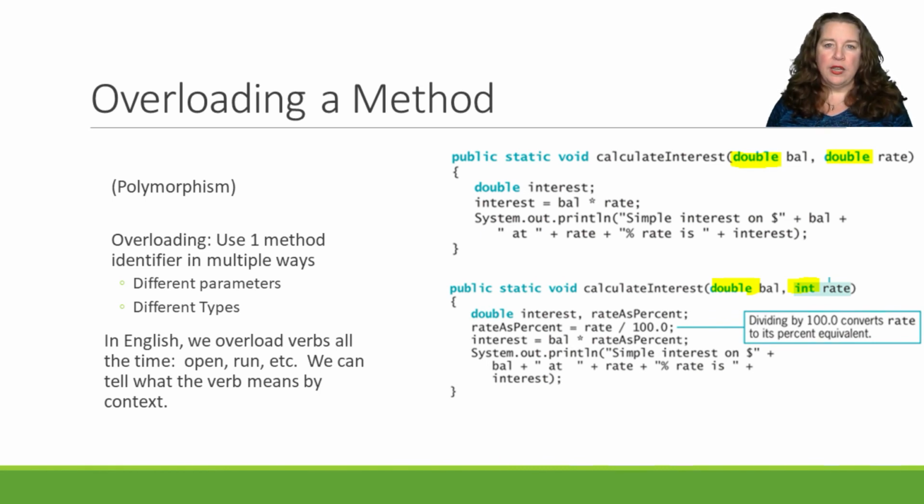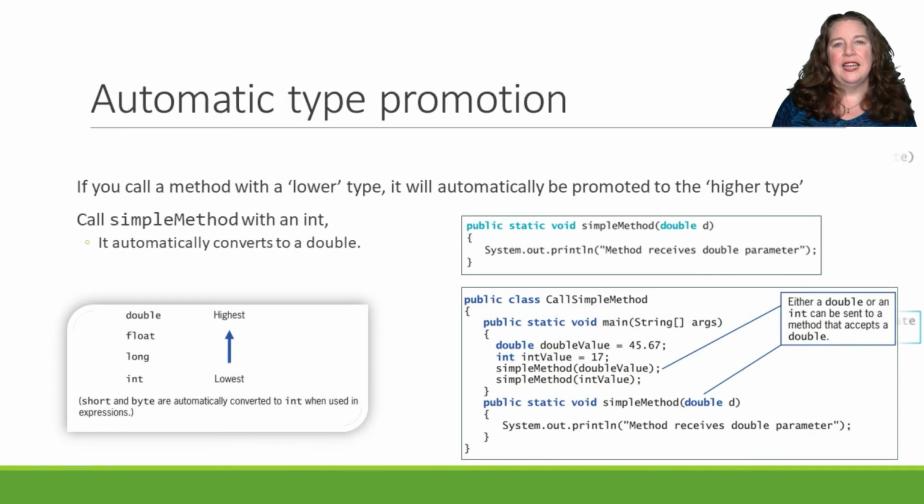The important thing to recognize is that the return type is irrelevant. What's important here is what the parameters are and what order they are in. As I said, if we have parameters, we have to give them a data type. Your parameters in your method always have a data type. In the example given here, our simple method takes a double as its parameter.